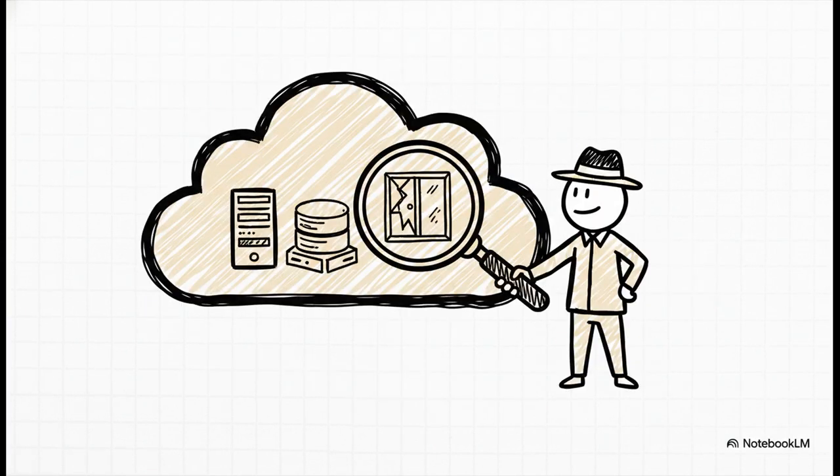Next, we've got Cloud Security Posture Management, or CSPM. I love this analogy. Think of CSPM as a security inspector for your cloud. It is constantly scanning your entire setup across Azure, AWS, and GCP, and it's looking for misconfigurations, the proverbial unlocked doors and open windows that an attacker would just love to find.